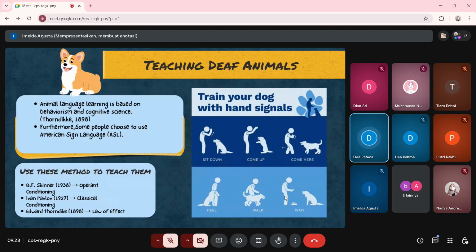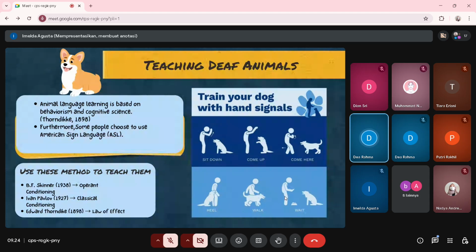Especially, I explain especially for dogs, teaching language to dogs. Animal language learning is based on behaviorism and cognitive science. Why based on behaviorism? Because you should train the animal rapidly if you want the animal to know that language.